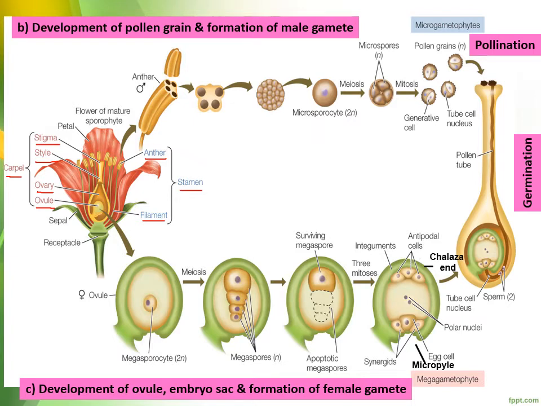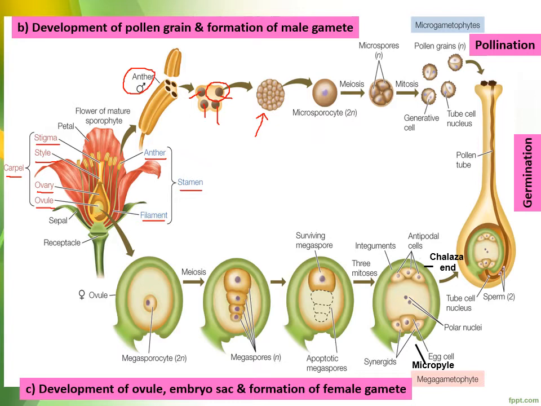Now let's look at the upper part of the diagram. Here we have anther, and when we cut an anther, we can see that there's 4 pollen sacs, 1, 2, 3, 4, which are also called microsporangia. So remember, when there's more than 1 pollen sac, it is called microsporangia. But when there's only 1 pollen sac, it is called microsporangium. So inside a pollen sac or inside a microsporangium, we can see here there's a lot of microsporocytes.